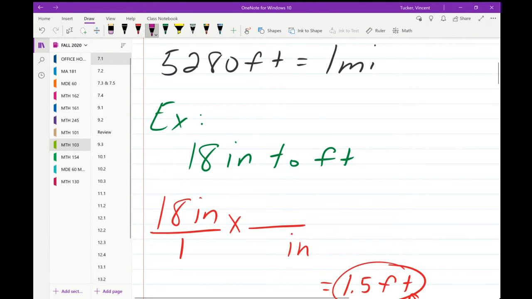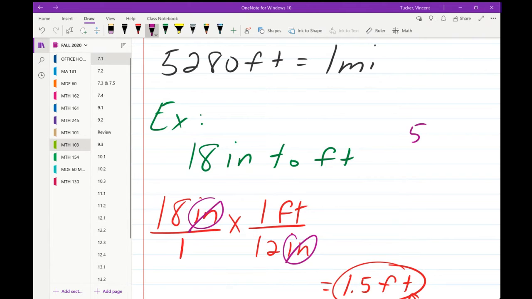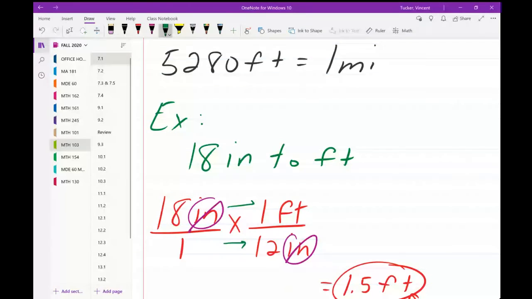So that means I will set this up as 12 inches on the bottom with your 1 foot on top. That allows for my inches to cancel. Inches over inches will cancel, just like if I had 5 over 5, those will cancel. Same type of thought process that you're doing with your cancellation of your fractions. And then from there, we'll multiply across. And notice that we are in feet, and that's what we need to be in, because that's what we're converting to.